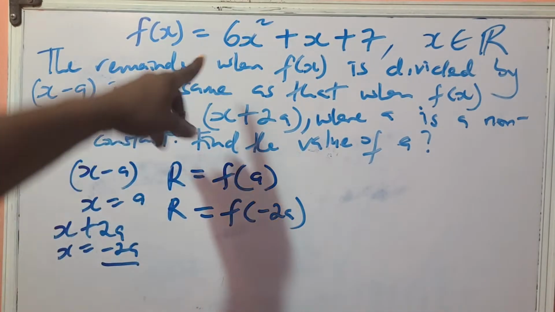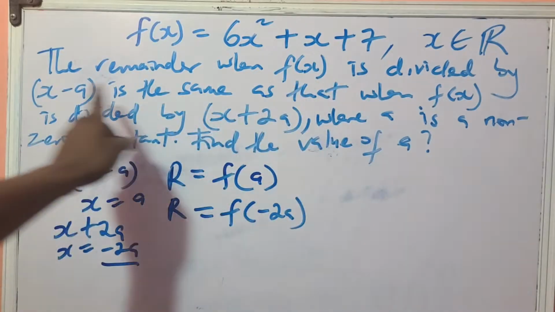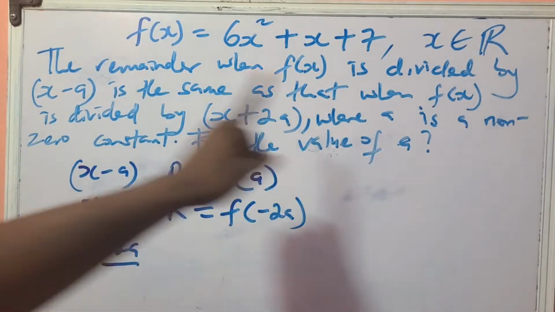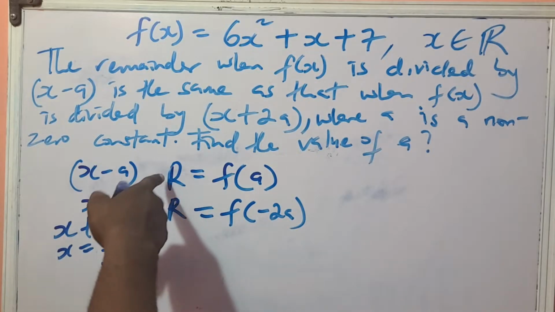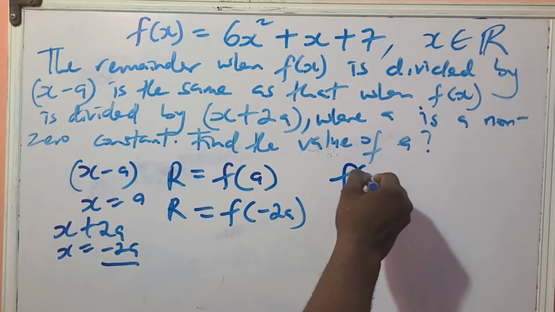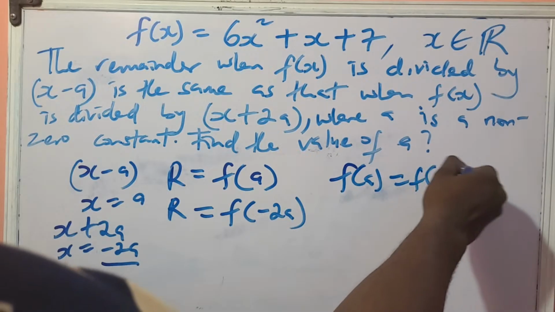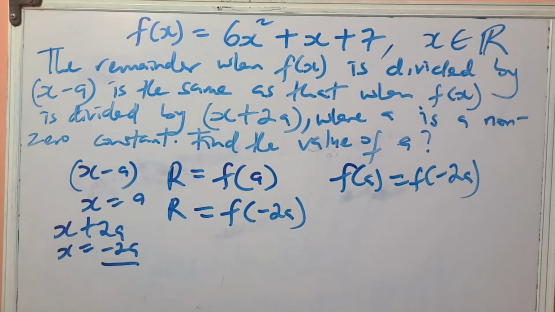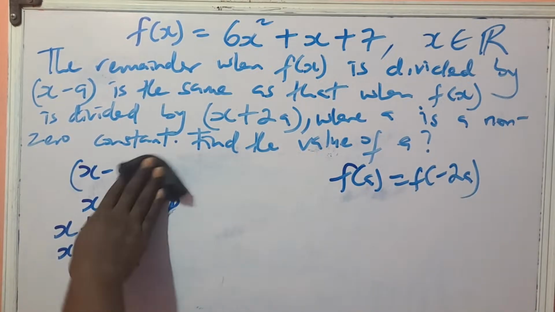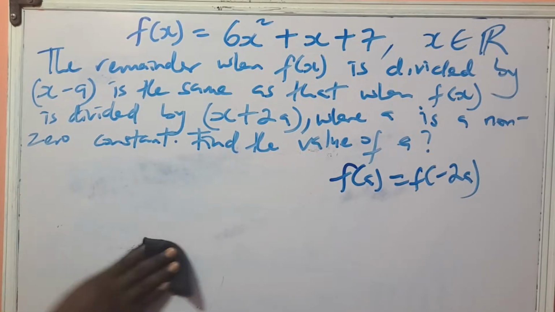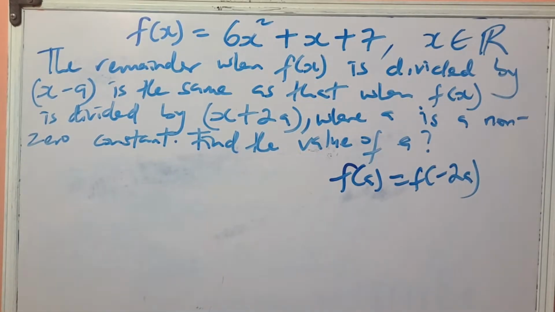The question said the remainder when f of x was divided by x minus a is the same as that when f of x is divided by x plus 2a. This essentially means that since the remainders are the same, since r is equal to r, f of a is equal to f of minus 2a. All right. So it's on this basis we're going to go on to solve now. So I believe that is clear. So let me leave that there. Please ensure you are taking good notes. All right.